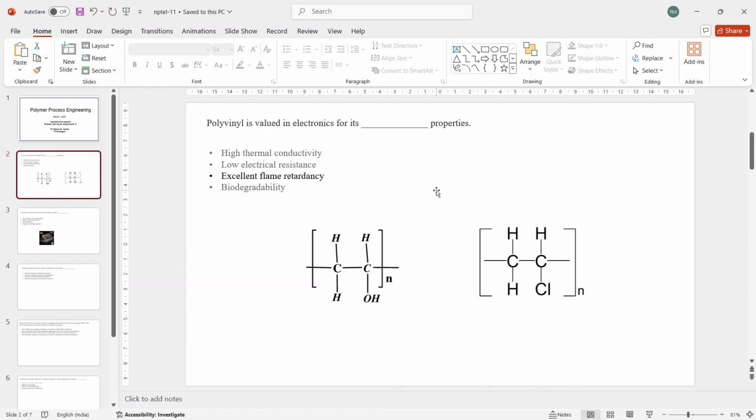Biodegradability again is not a parameter which we are looking for. We already know that it's quite difficult to be biodegradable, but at the same time we can recycle it. So that is one plus point of that. So excellent flame retardancy is a property which we are using for the polyvinyl electronics.